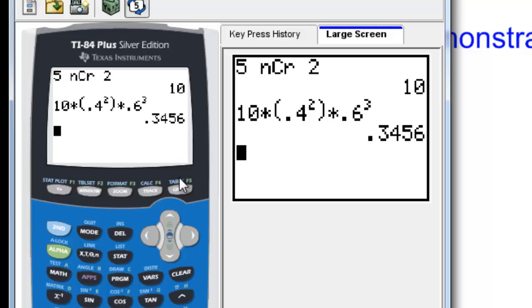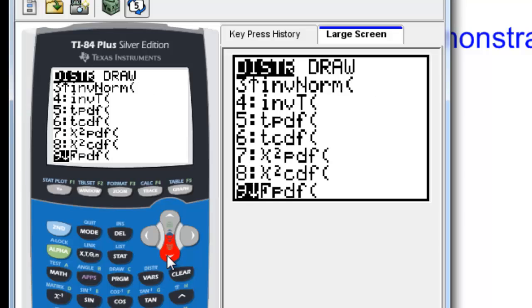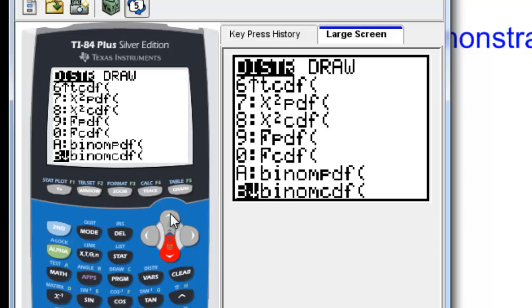Now it turns out that this type of question occurs so frequently that the calculator has a built-in command to give us this value. That command is found in the distribution menu, which is second vars, and the command is down here at A, the binomPDF, which is the binomial probability distribution function. So I'm going to select that.